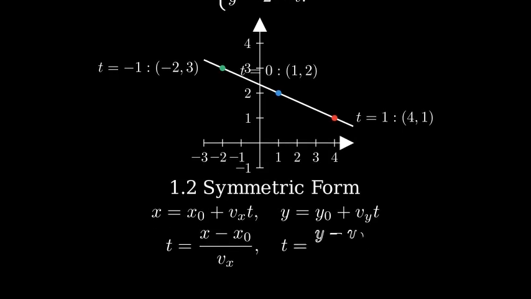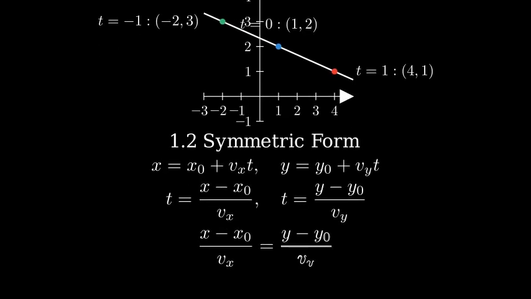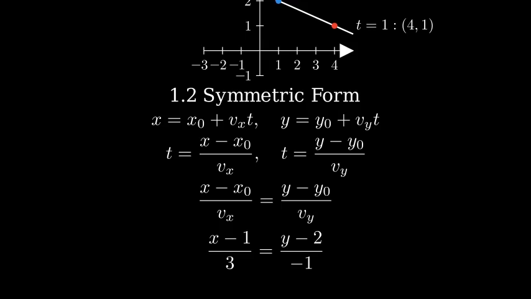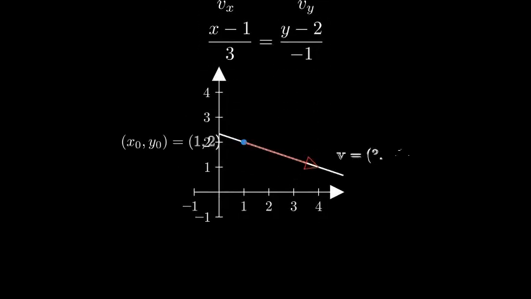Since these expressions for t must be equal, we get (x - x₀)/vₓ = (y - y₀)/vᵧ. This is the symmetric form of the line equation. Using our previous example of a line through (1, 2) with direction (3, -1), we can write the symmetric form as (x - 1)/3 = (y - 2)/(-1). Both the parametric and symmetric forms represent the same line, but the symmetric form eliminates the parameter t.